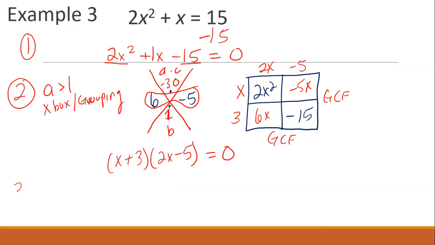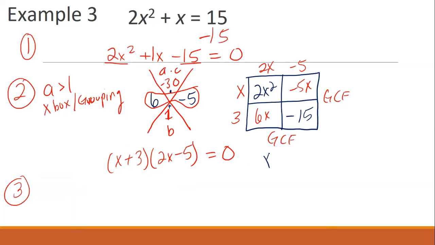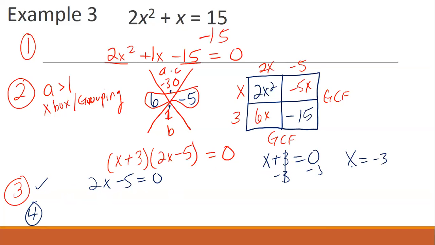All right, step 3 is you're going to take each factor and set it equal to 0. So that means we have x plus 3 equals 0, and we'll have 2x minus 5 equals 0. For x plus 3 equals 0, what do I need to do to solve? Subtract 3. So what is our first answer? x equals negative 3. Okay.